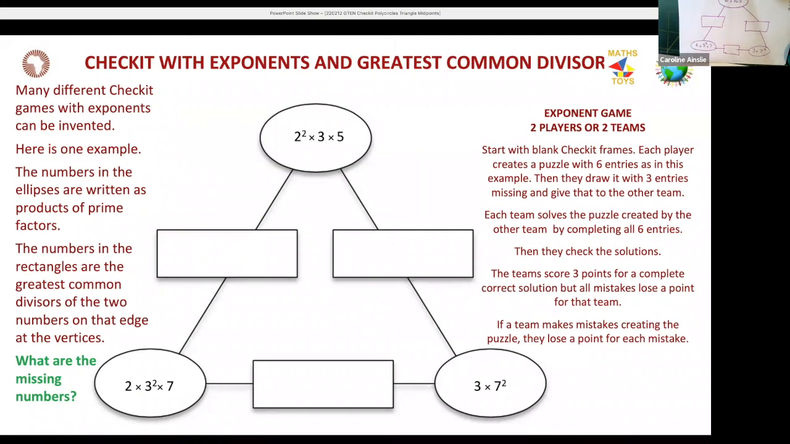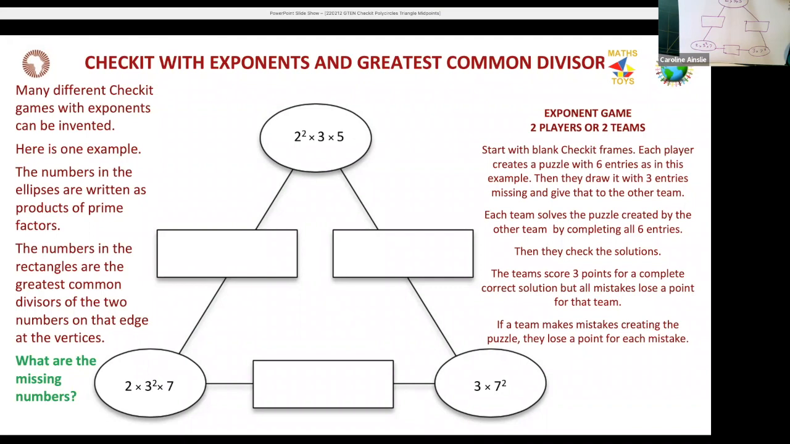I was not expecting this activity. And when I realized we're not going to be adding, we're not going to be multiplying, we're actually going to find factors. Not only that, we're going to be looking at the greatest common divisor between those 3 vertices. So we're keeping it as simple as possible.